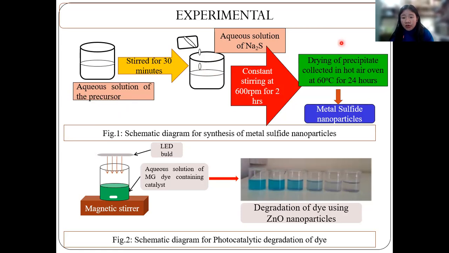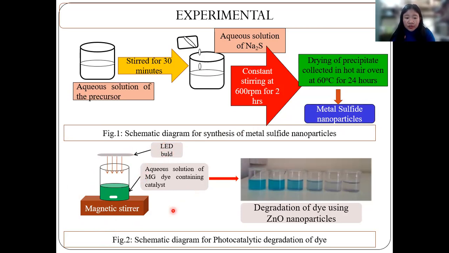The precipitate obtained was collected and dried in a hot air oven at 60 degrees Celsius for 24 hours, and the dried precipitate was then ground to obtain the metal sulfide nanoparticles. The obtained metal sulfide nanoparticles were further used for the photocatalytic process. The photocatalytic experiment was done in a custom-made reactor, which involves a magnetic stirrer and a light source. The aqueous solution of the malachite green dye containing the catalyst was irradiated with the help of an LED bulb.